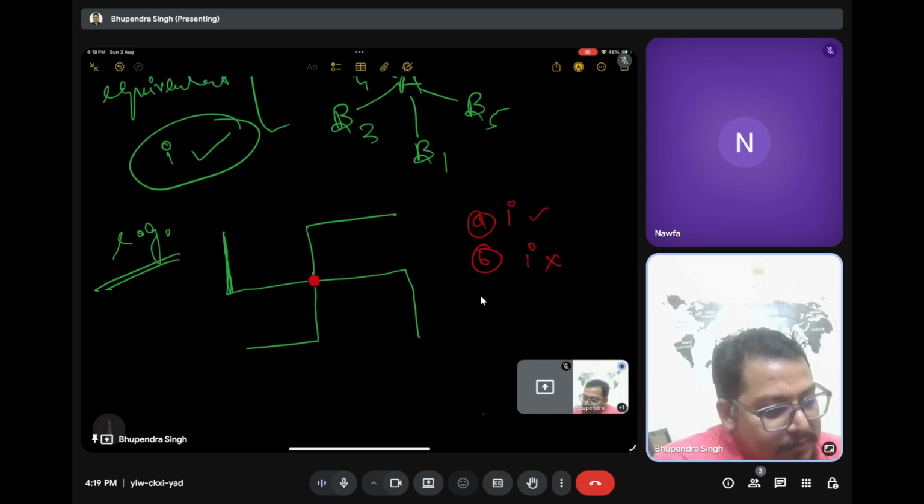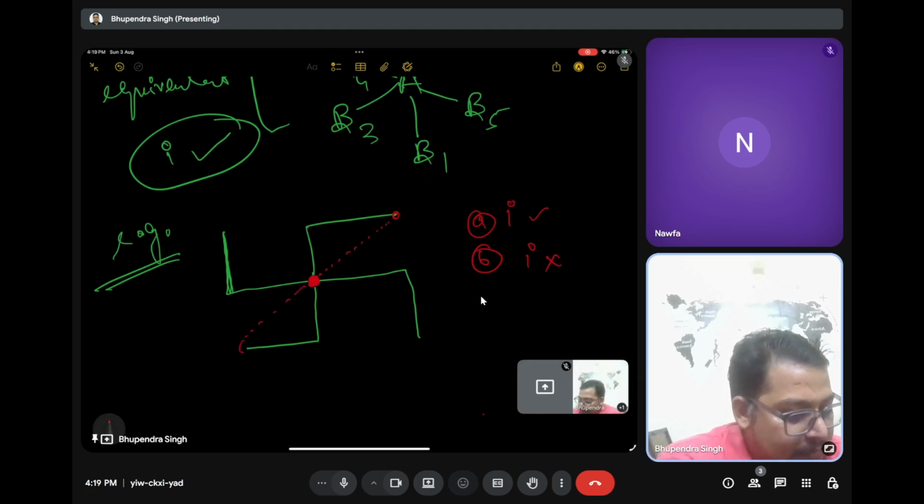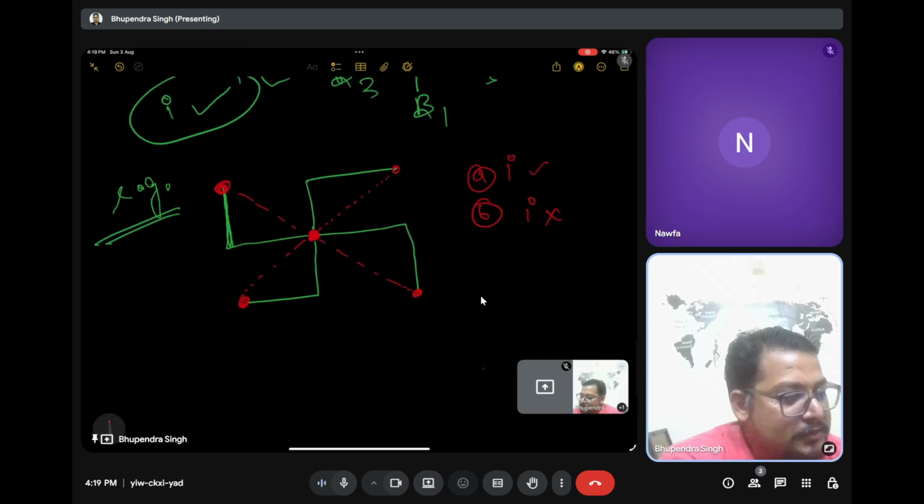So if you invert, this is your inversion center, and then what will happen? This point will come here. They will exchange their position, like similarly here. So this I is present here.